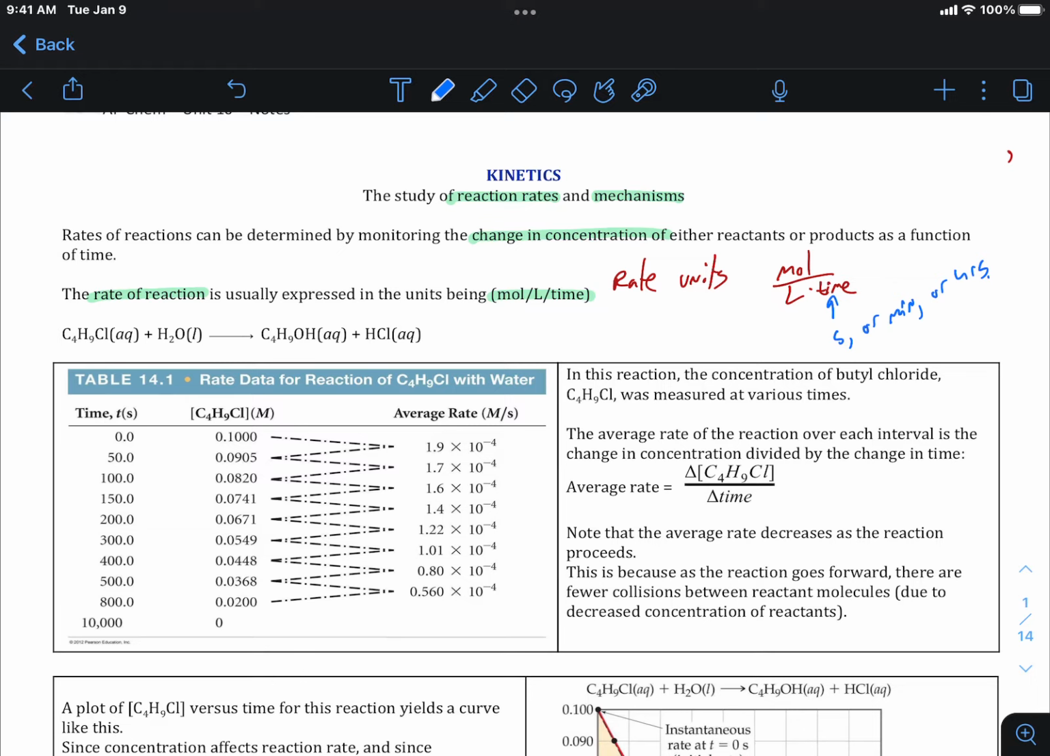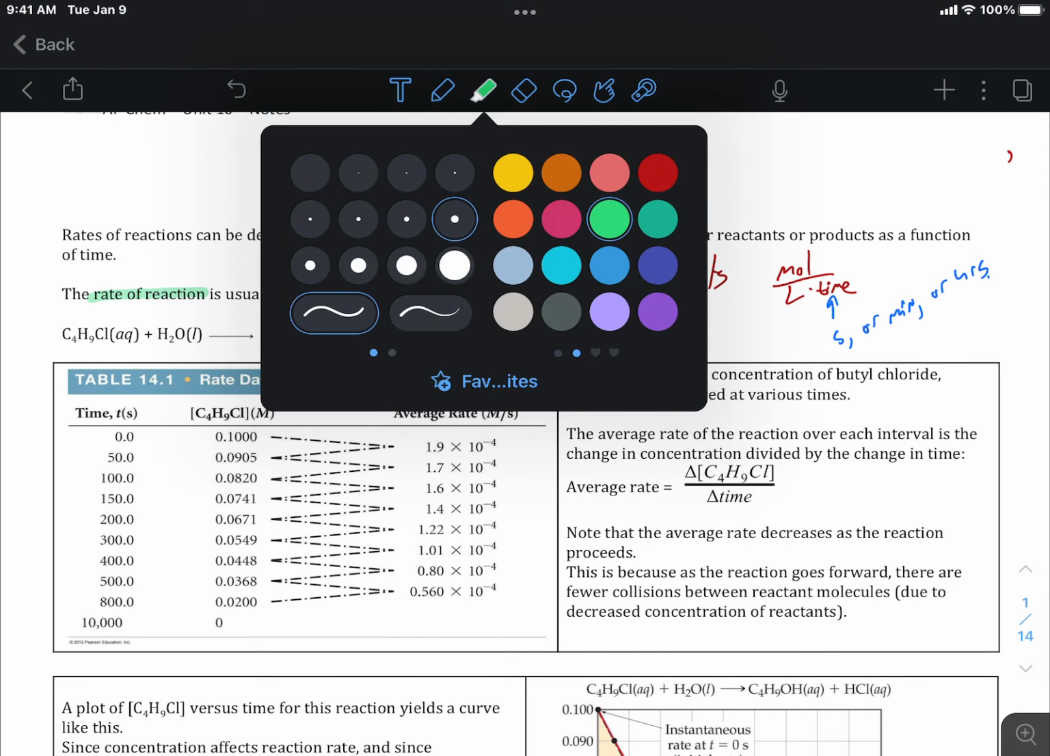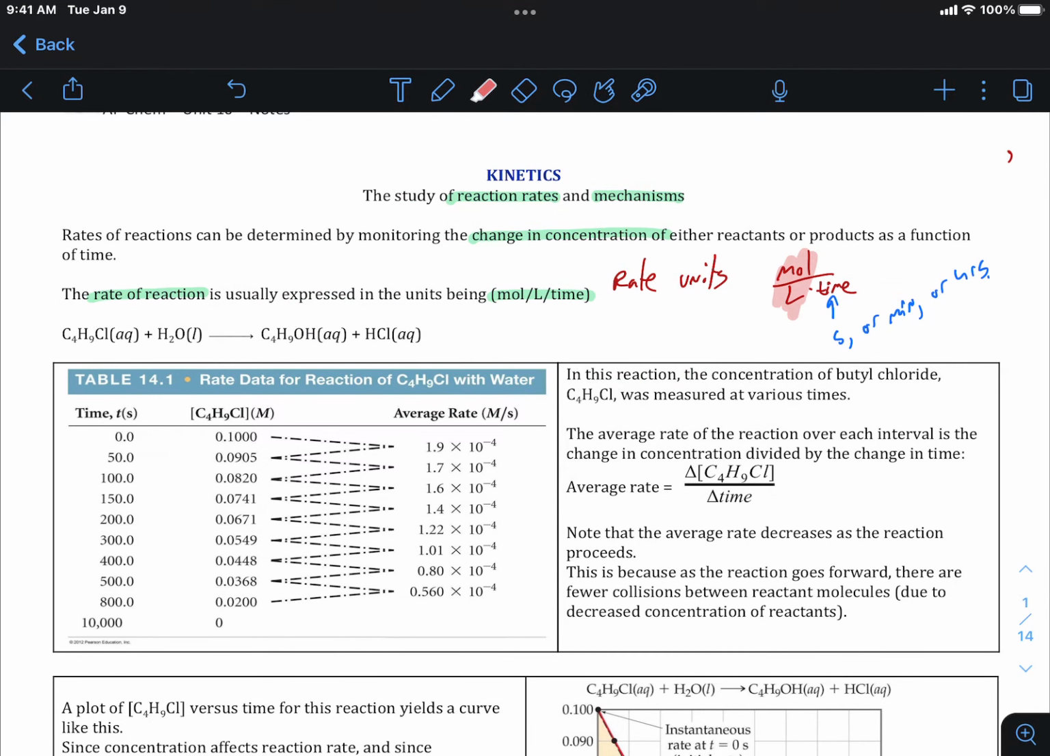Notice that moles per liter, well, that's molarity, right? So in other words, it's also measured as a change in molarity over the change in time, right?